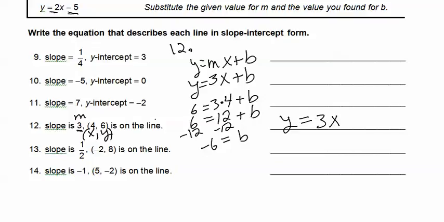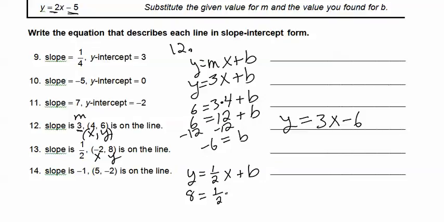Number 13, I'll start helping you solve that one, and then you can finish it. So in 13, we know that the slope is 1/2. That's given to us, so I can replace m with that. But I don't know b. They don't tell me b. They don't tell me the y-intercept. However, they do give me a point that's on the line that I can use to find the y-intercept. So I replace y with 8, and I replace x with negative 2.